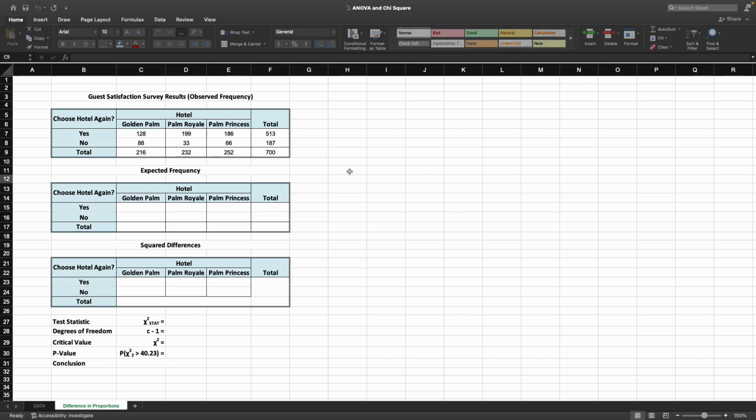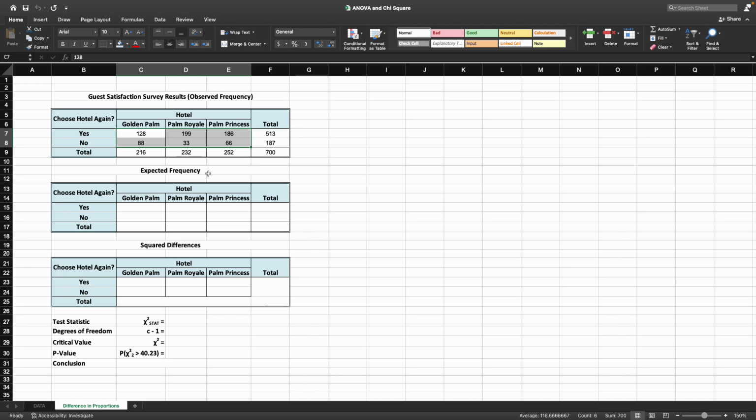All right, so we want to do our example for difference in proportions using Excel. So recall that we had this guest satisfaction survey. We have these observed frequencies. There are 3 hotels people went to: Golden Palm, Palm Royale, Palm Princess. And they were asked whether they would choose this hotel again, yes or no. Of course, we have our total counts. Okay, so this is our actual data, our observed data.